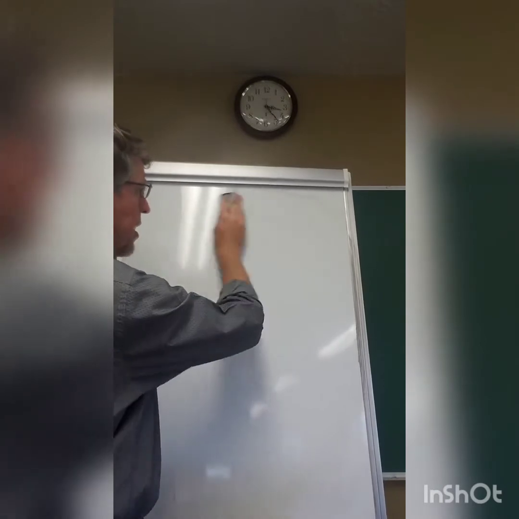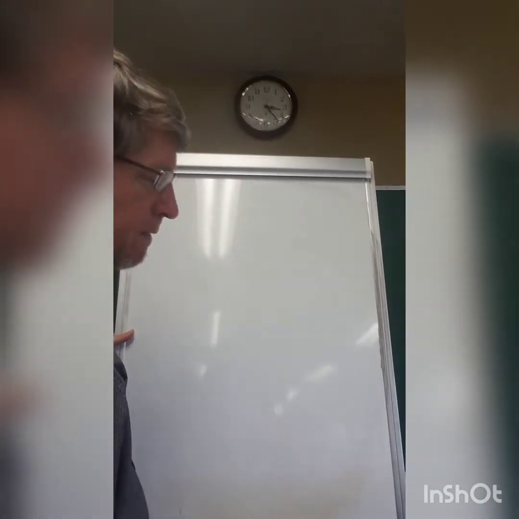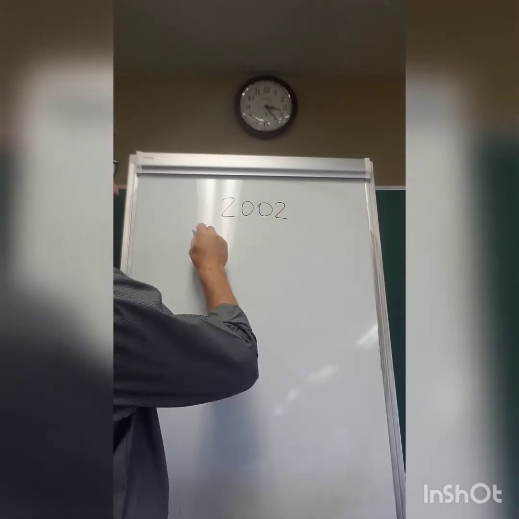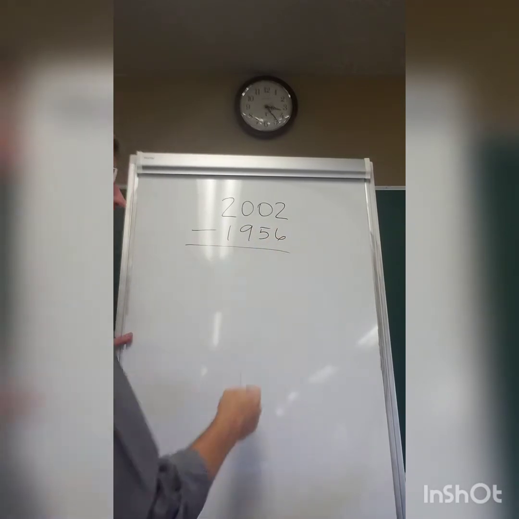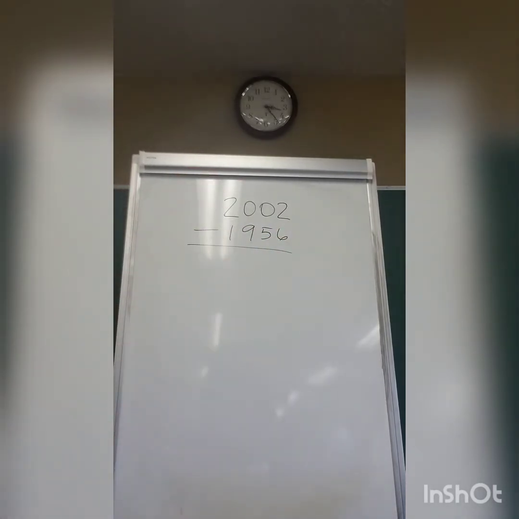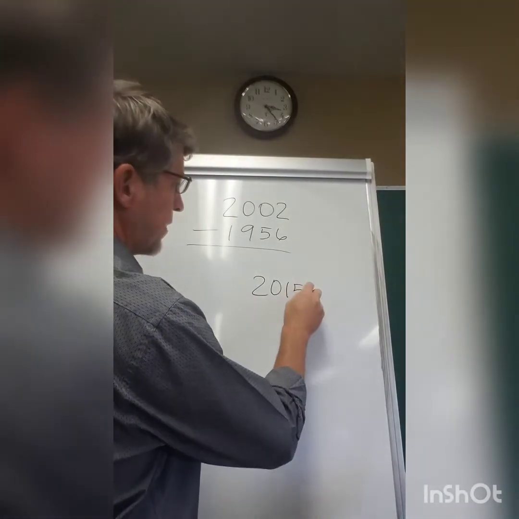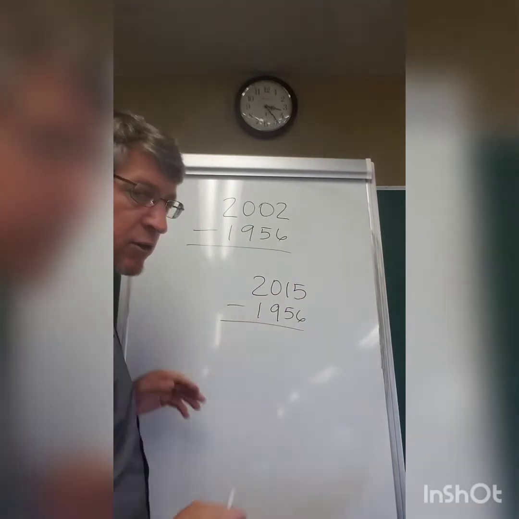Okay, so go to number 2. It tells you now how old was the tractor when he found it in 2002. So again, you go 2002, subtract 1956, because that was the year it was made, and subtract it. And then B, how old was it in 2015? So then you go 2015 minus 1956, and subtract, and you can find how old it is.